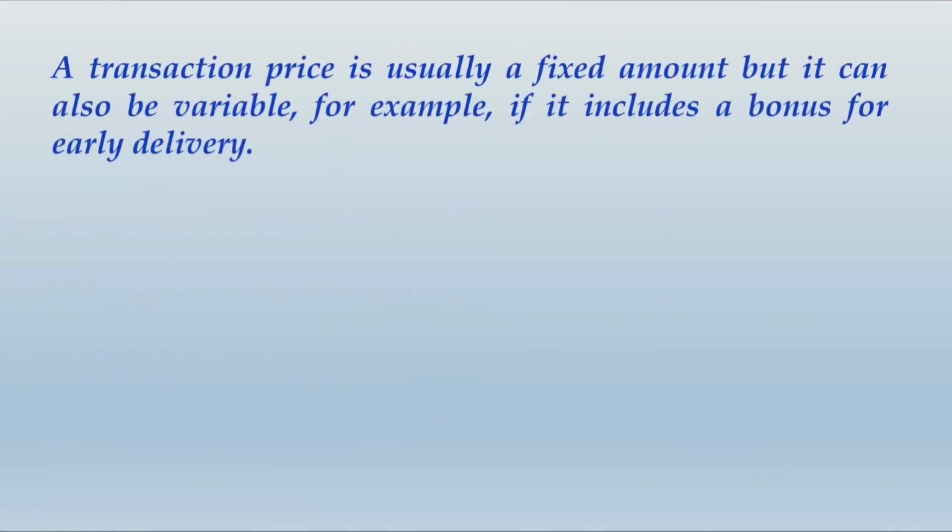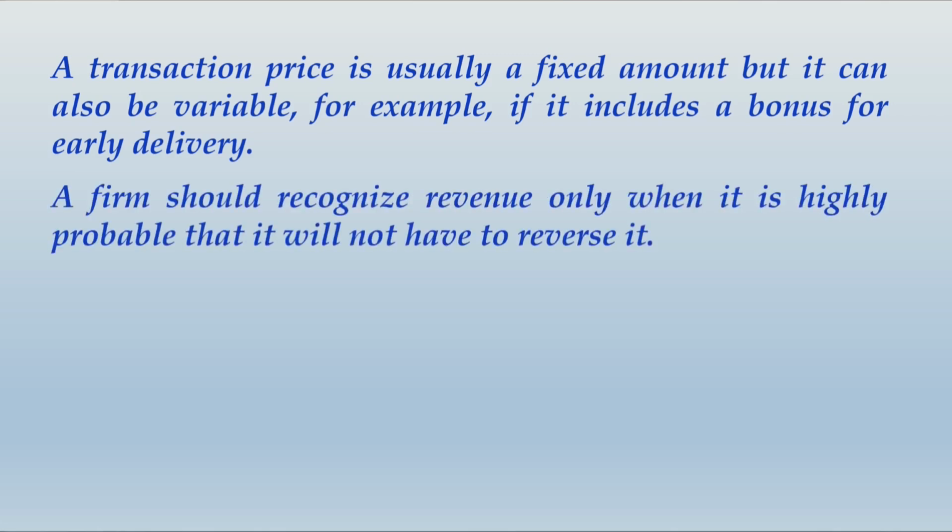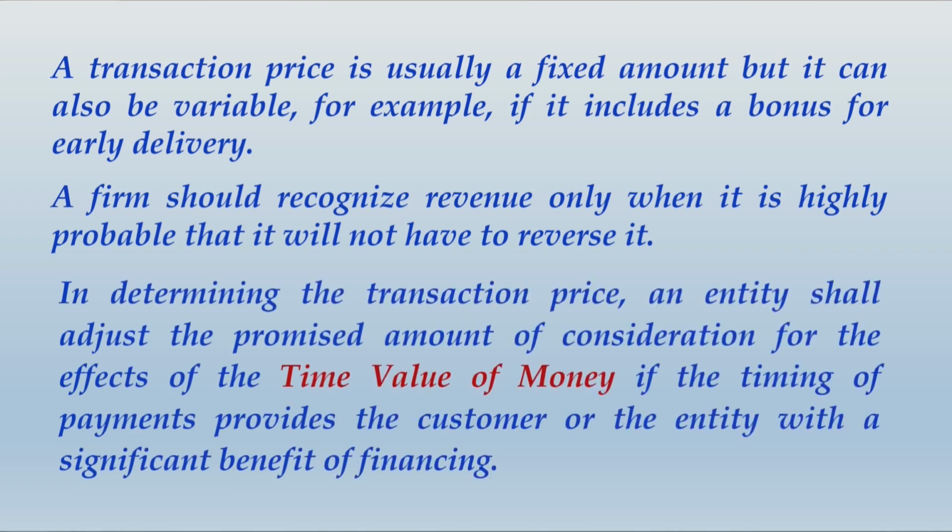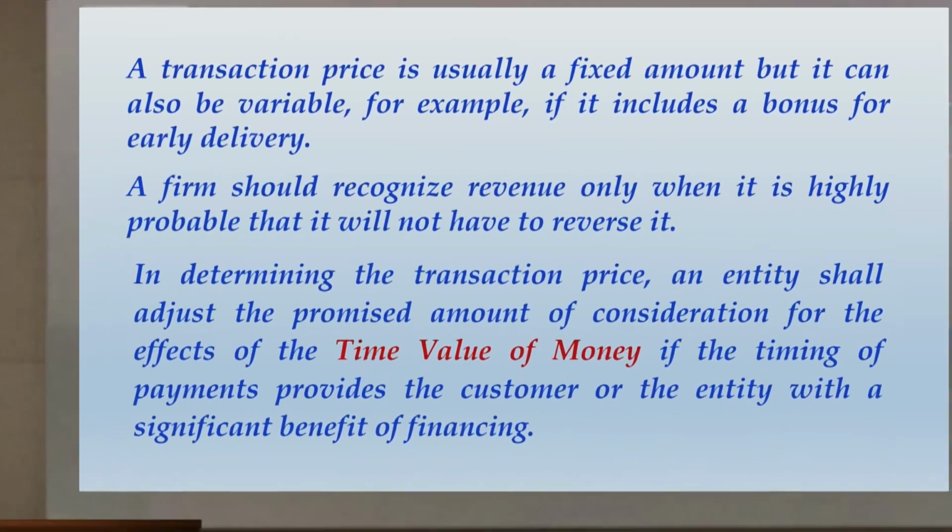A transaction price is usually a fixed amount, but it can also be variable. For example, if it includes a bonus for early delivery. A firm should recognize revenue only when it is highly probable that it will not have to reverse it. In determining the transaction price, an entity shall adjust the promised amount of consideration for the effects of time value of money if the timing of payments provides the customer or the entity with a significant benefit of financing. So let us discuss this whole matter in a little detail and then I'll give you time to write it down.